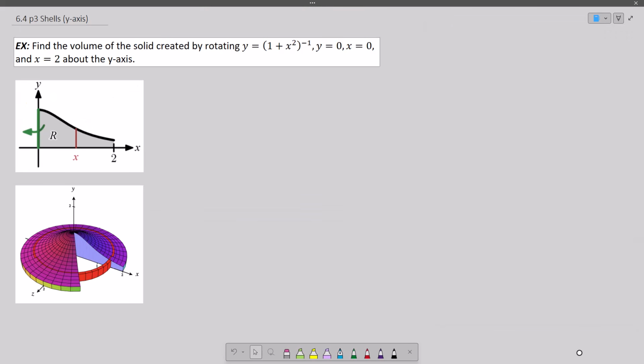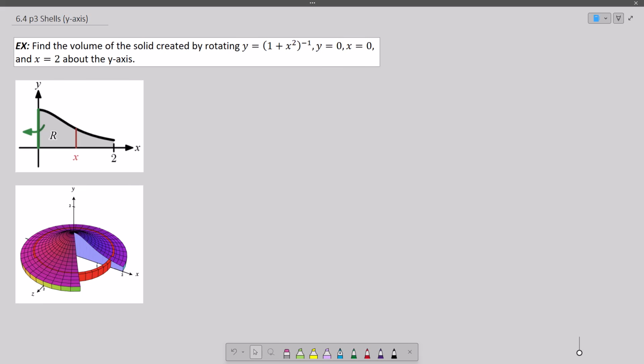So we've got a region in the xy plane. We're going to rotate it around the y-axis. And here's where we notice our first major difference between disks, washers, and now shells. Notice that our rectangle is vertical. Our rectangle is parallel to the axis of rotation.